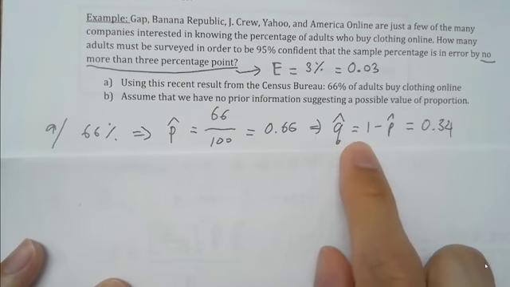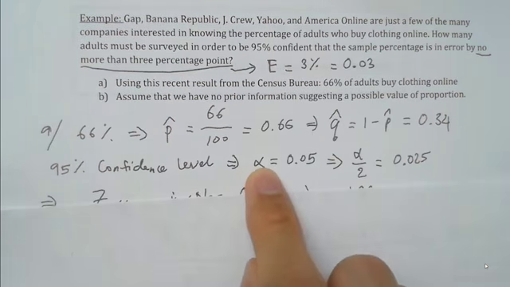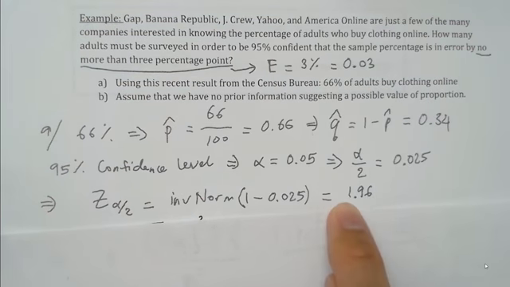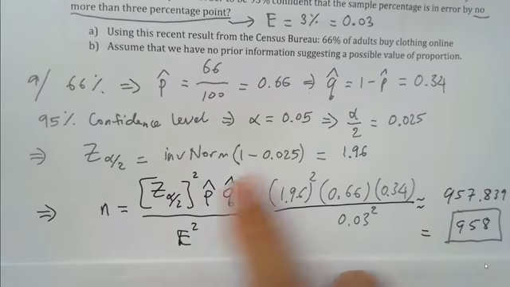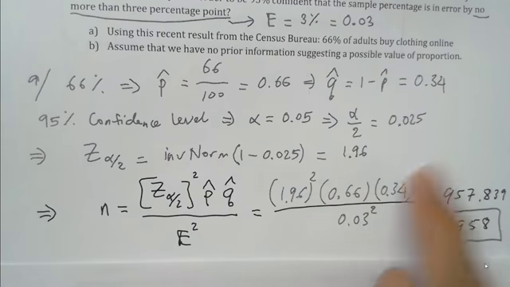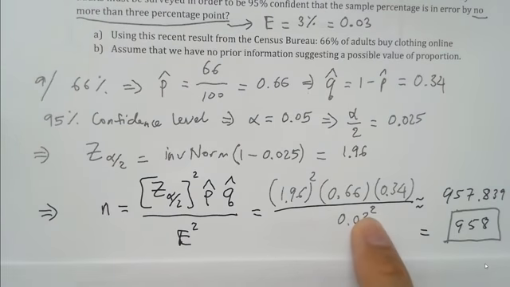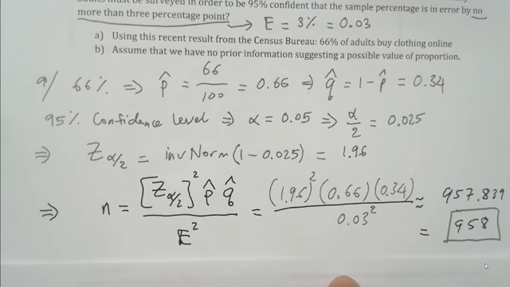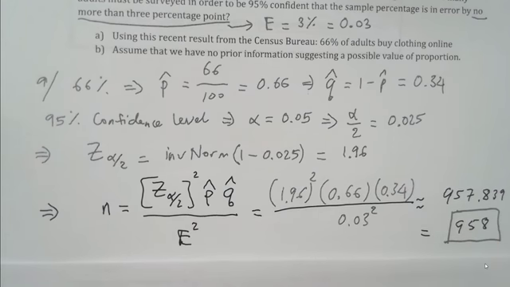Okay, q hat is 1 minus p hat, which is 0.34, and this is a 95% confidence interval. That gives me alpha to be 0.05, alpha over 2 is 0.025, and we saw earlier the value is 1.96 for z alpha over 2. This is the common value, and therefore you can find the sample size: z alpha over 2, 1.96 squared, p hat is given 0.66, q hat we just found 0.34, over the margin of error 0.03 squared, because you want no more than 3 percentage points, or 3%, or 0.03. Then round up to the next whole value, or 958 people for the sample size.